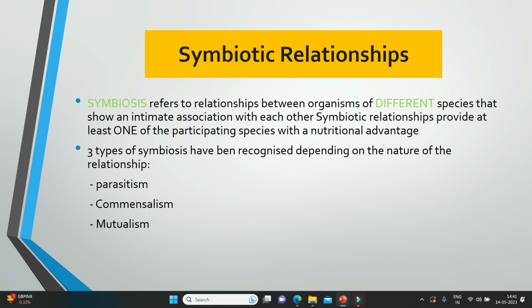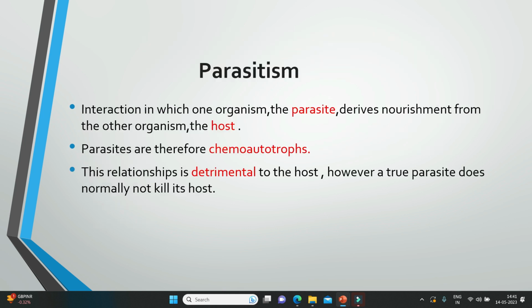Now let us study symbiotic relationships. Symbiosis refers to the relationships between organisms of different species that show an intimate association with each other. Symbiotic relationships provide at least one of the participating species with a nutritional advantage. Three types of symbiosis have been recognized depending on the nature of the relationships: parasitism, commensalism, and mutualism.